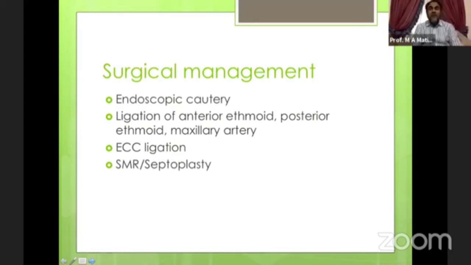Now, surgical management: if you fail to control bleeding with the anterior and posterior nasal packing, or all measures fail, then you have to go for endoscopic cautery. That means we put in a telescope, try to find the bleeding point and cauterize it. We can ligate the anterior ethmoidal artery through a Howarth incision. We can ligate the posterior ethmoidal artery. We can ligate the maxillary artery through a Caldwell-Luc-like approach. Or sometimes a septal spur, a spiky spur, causes bleeding, so we can go for a septoplasty operation. So these are the surgical options for management of epistaxis.